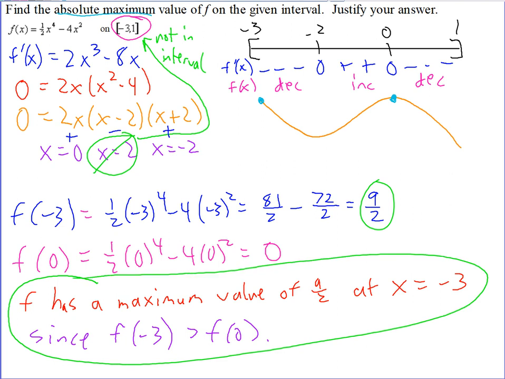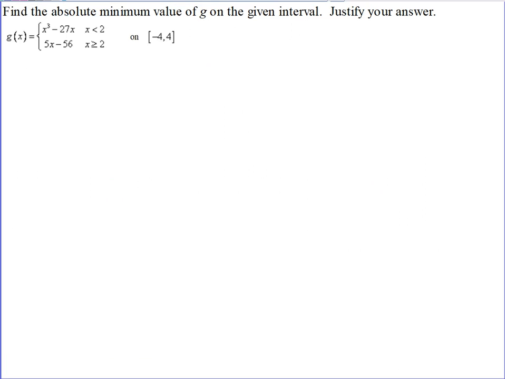All right, so that one we're looking for an absolute maximum. Now let's take a look at one where we're looking for an absolute minimum. Okay. Another piecewise function. So again, let's start off by figuring out if the function's continuous at the breakpoint. In this case, there's just one breakpoint of 2. So the limit as x approaches 2 from the left.